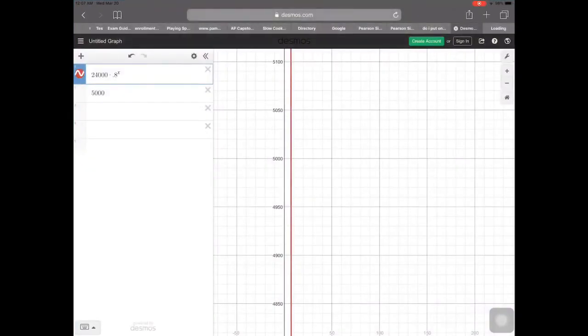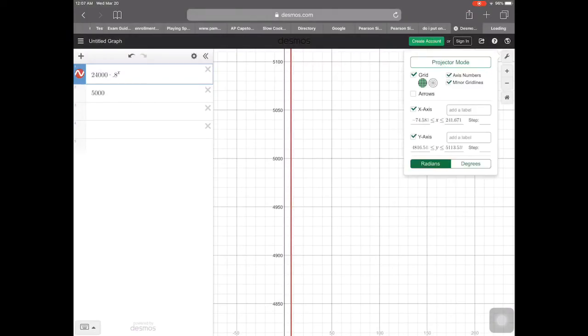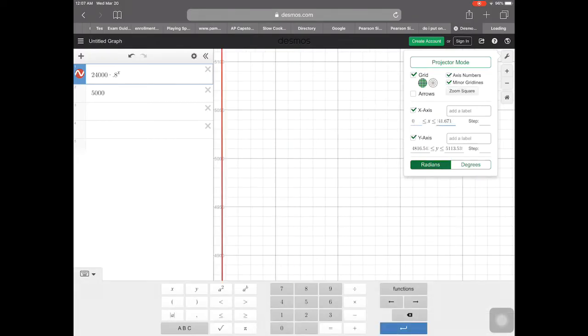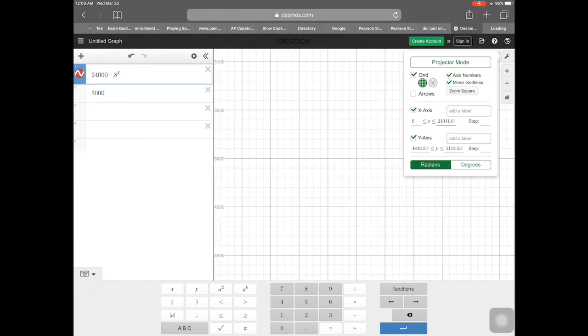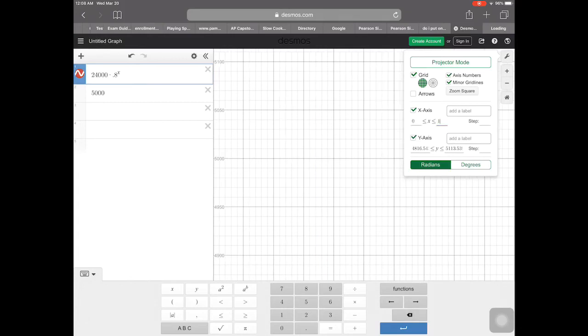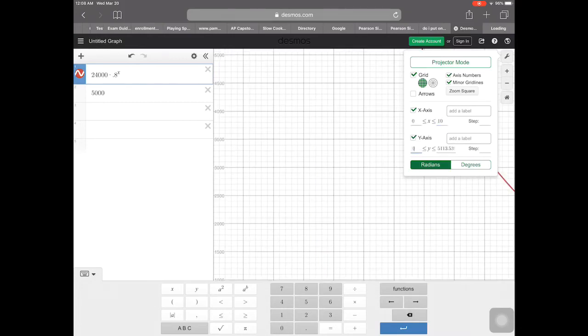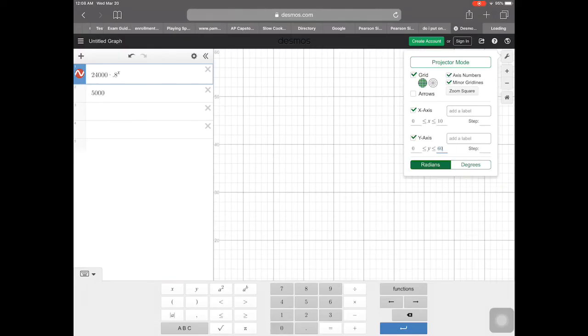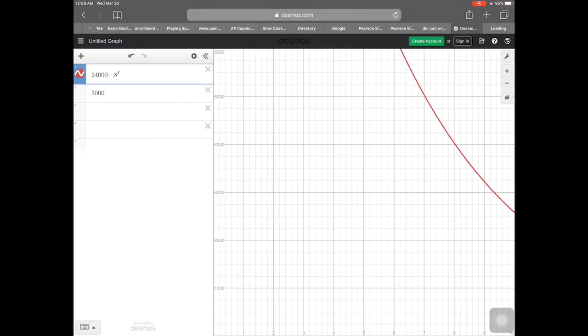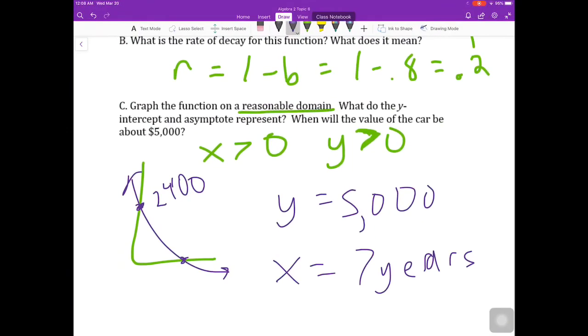Let me show you once more how to change your settings. If we take our y from 0 to 10, deleting it for me there, or our x from 0 to 10, and our y from 0 to 6,000, and we're going to move it by 100. You can see a little bit better now where that point is. So you need to get familiar playing around with Desmos.